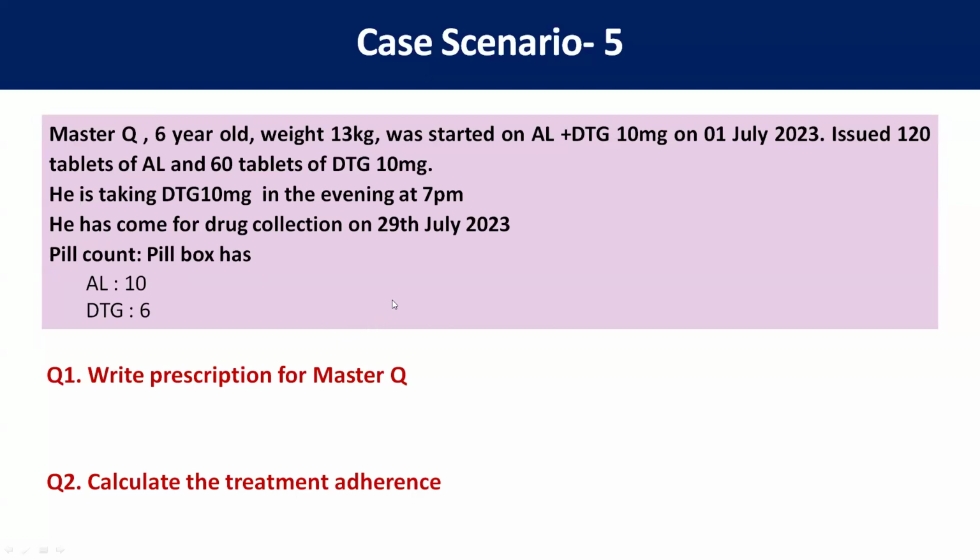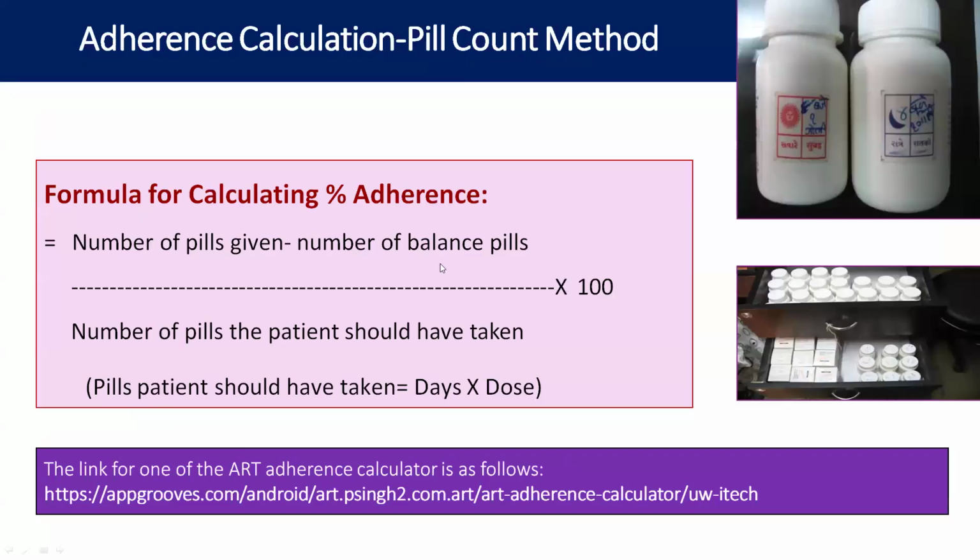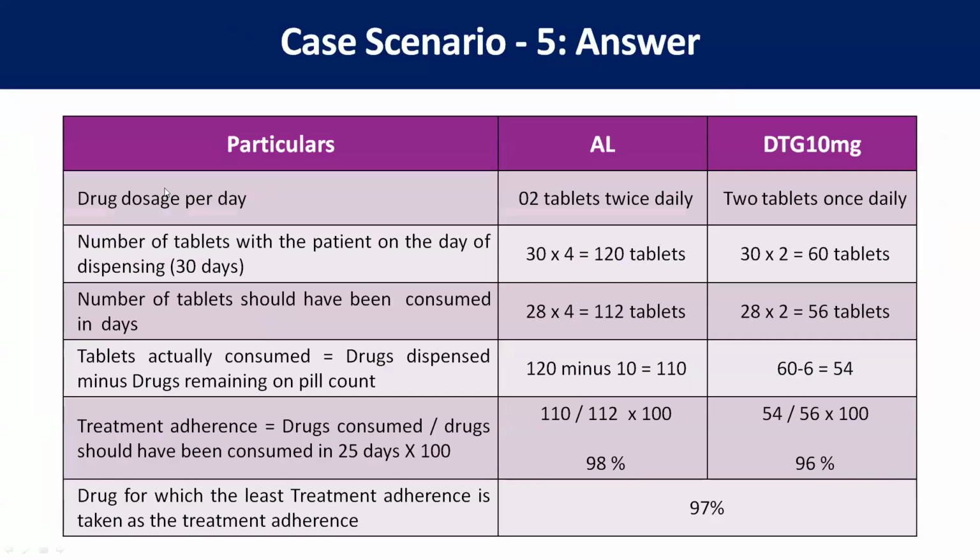That means how will you write the prescription? This was the prescription. So how will you calculate the adherence? Number of pills given minus number of balance pills, into 100, divided by the number of pills the patient should have taken. I think people are quite aware of how to calculate adherence. In this example the drug dose per day is 2 tablets twice daily, 2 tablets once daily. Number of tablets with the patient on the day of dispensing, that means 120 tablets given. Tablets should have been consumed.